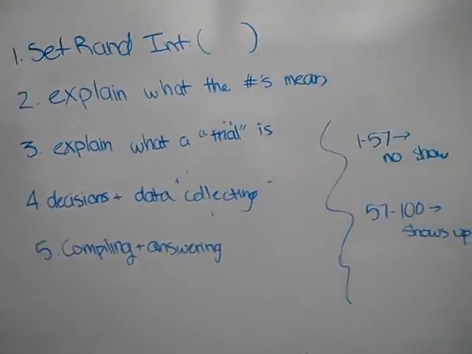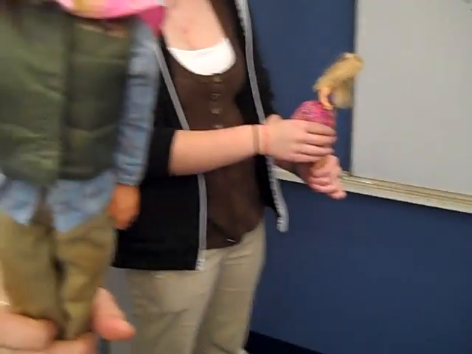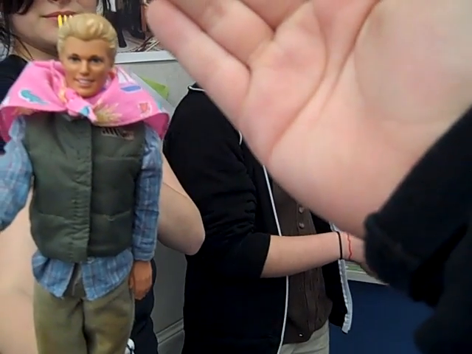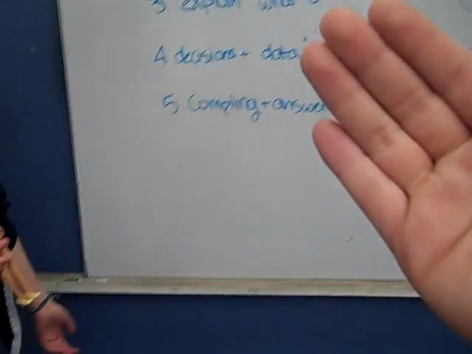Okay, and number 2, explain what the numbers mean. So the numbers from 1 to 57 mean they're no-shows, they don't show up. And from 57 to 100 means they do show up.